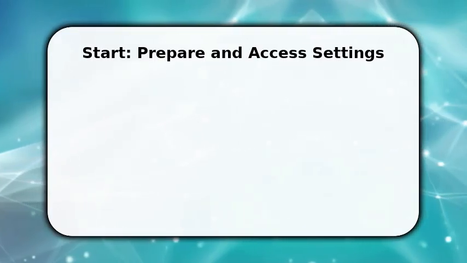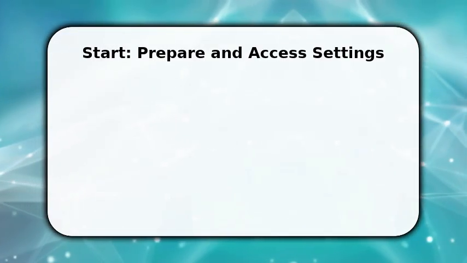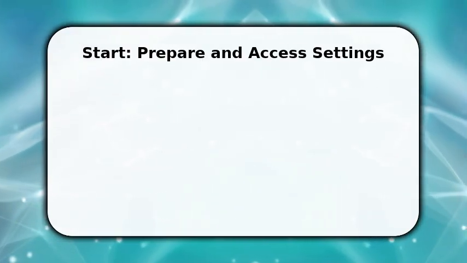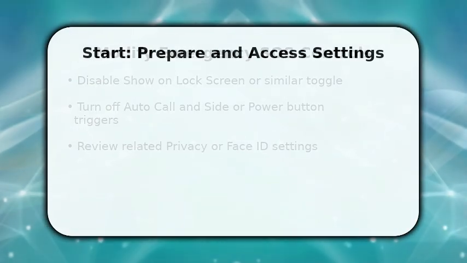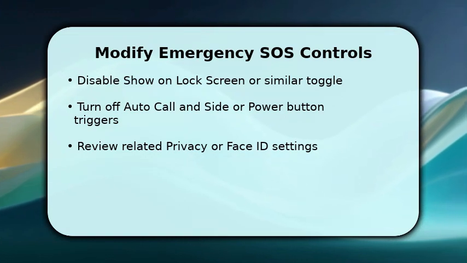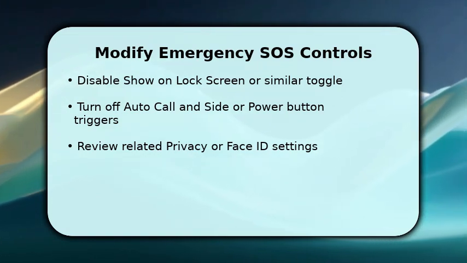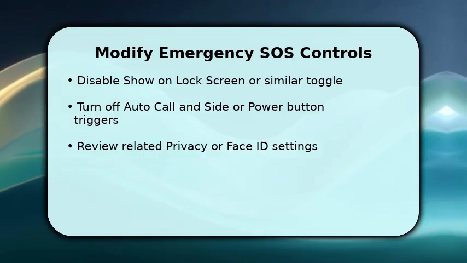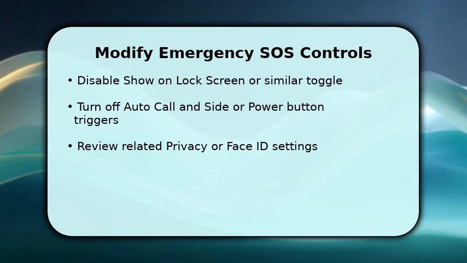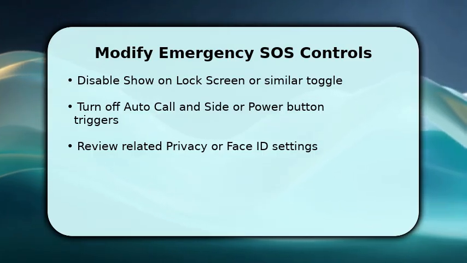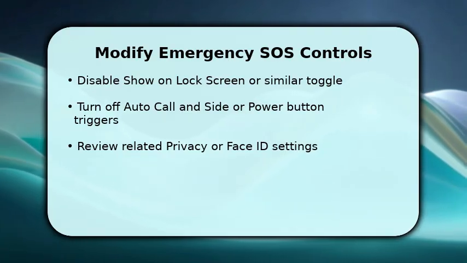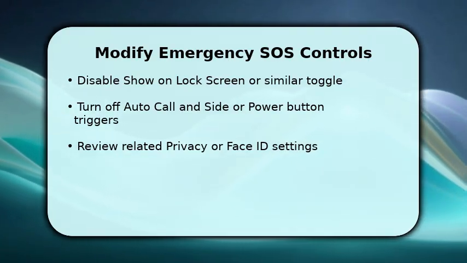From here, you'll take the first actionable step to prevent SOS from appearing on the lock screen. Move on when you see the correct menu. Now you adjust the specific toggles that control Emergency SOS display and activation. You'll disable the option labeled Show on Lock Screen or Lock Screen Access, so the SOS shortcut won't appear when locked. Then turn off Auto Call and any side/power button trigger options to stop accidental activation.